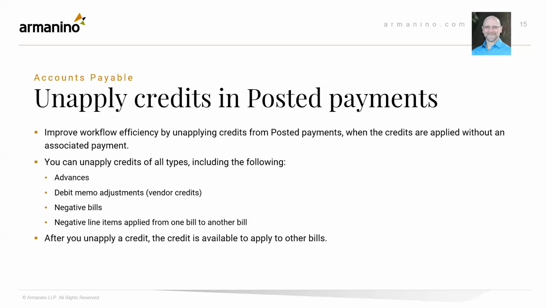Unapplied credits and posted payments. Improve workflow efficiency by unapplying credits from posted payments when the credits are applied without an associated payment. You can unapply credits of all types, including the following: advances, debit memo adjustments, aka vendor credits, negative bills, negative line items applied from one bill to another. After you unapply a credit, the credit is available to apply to other bills.